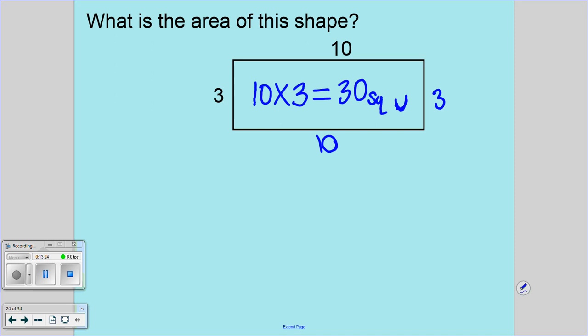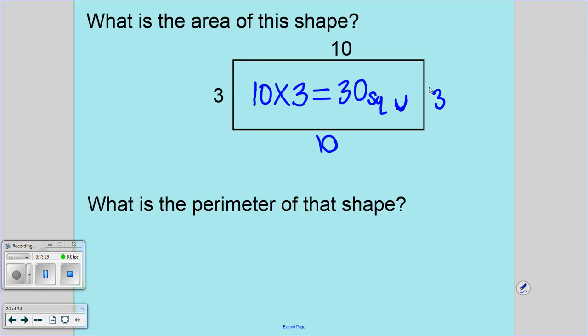Are we good with area? Yes. Good. What's the perimeter of that shape? I need an equation. If it helps you, literally draw your pencil. Walk around the shape with your pencil. As you walk a side, add it to your equation.